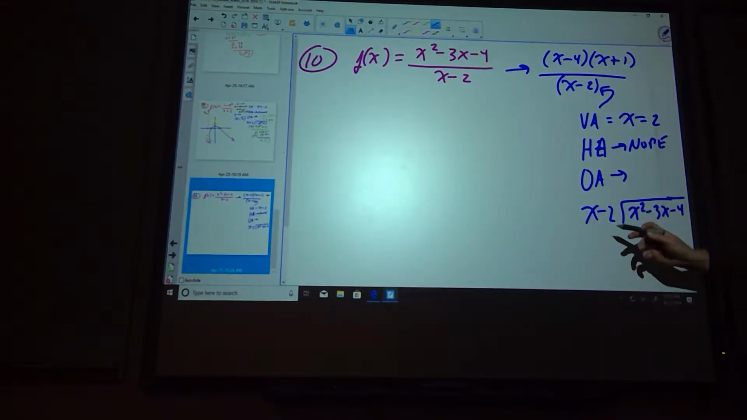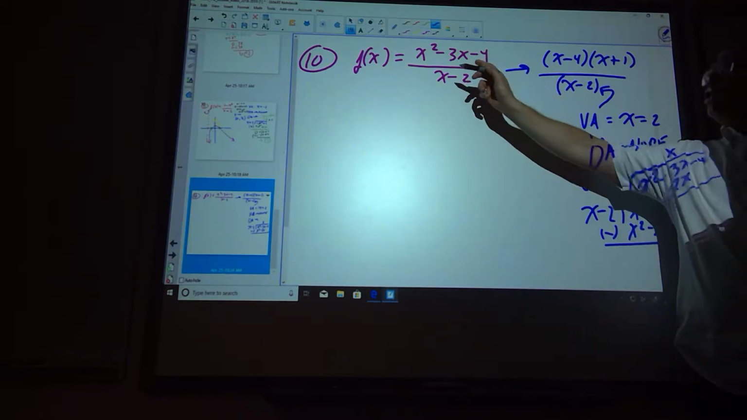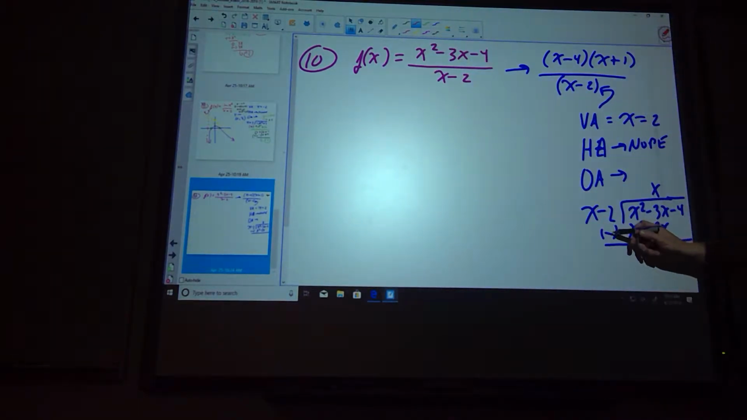So long division. What do you have to multiply times x to get x squared? That would be x. X times x is x squared. X times negative 2 is minus 2x. Remember, we're subtracting both of those. I honestly think this is the best way to do it. You make that plus, make that negative, make that plus. So then I get negative x minus 4. What do you have to multiply times x to get negative x? Negative 1. So that gives me 0. So make that plus, plus, and minus. Ignore the negative 6 remainder. So my oblique asymptote is y equals x minus 1.